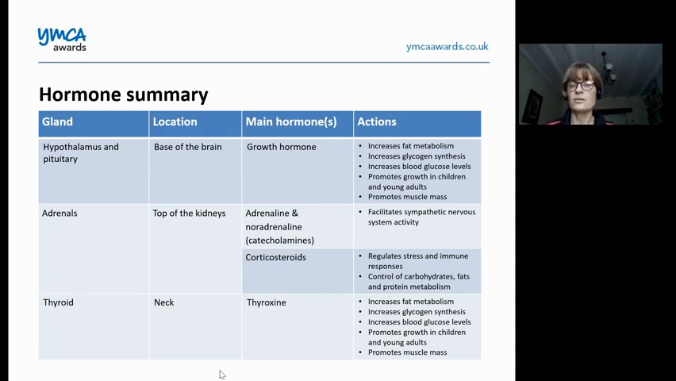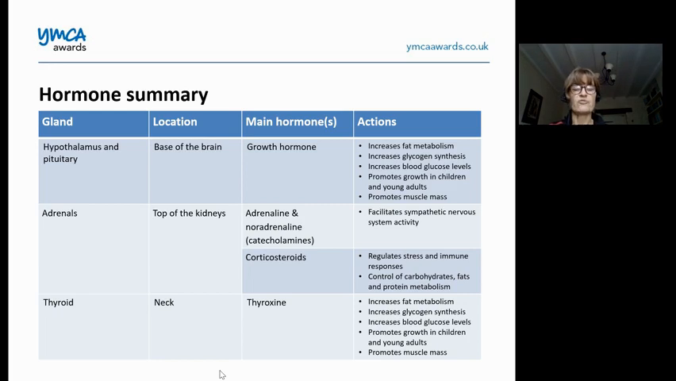Cortisol is something that's produced in response to stress. We need a certain level of cortisol, but too much cortisol begins to cause problems and it can impact our immune responses. So corticosteroids generally have an impact on our immune system and regulate stress, but we have to remember that cortisol in excess is not good.